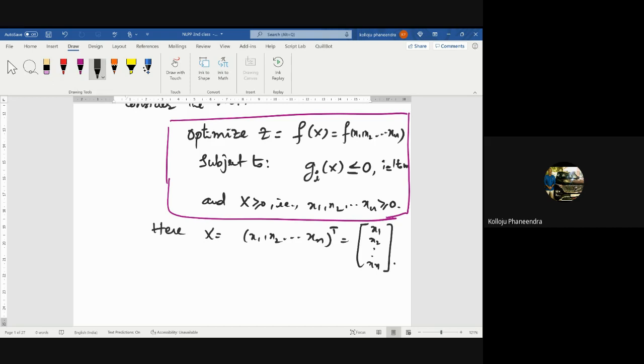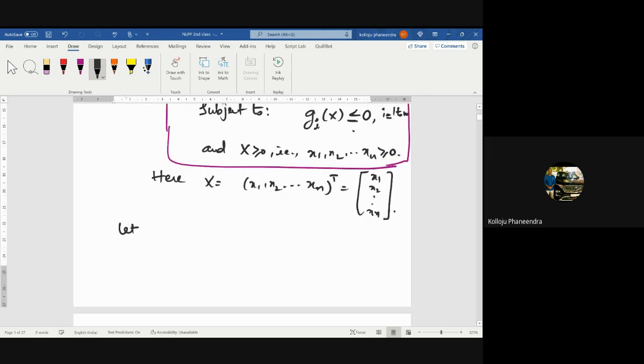To solve this problem, we already know Lagrange's method with equality type constraints, so the base to solve it is Lagrange's method. That means converting the inequality type constraints to equality type constraints. Since the inequalities here are less than or equal to, I have to add a slack variable on the left side of the constraint.